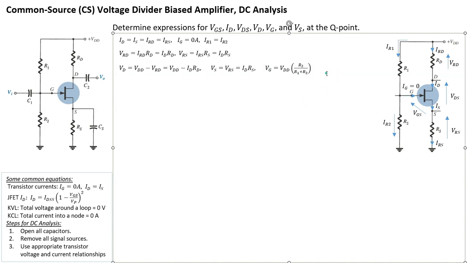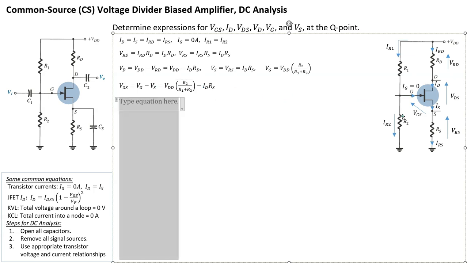Okay, so now the last part we need to work out are the remaining two, that means VGS and VDS. So let's work out what VGS is first. VGS, you can write it as VG minus VS. VG is this term here, and then minus VS, and VS is this term here. Okay, we can't simplify this anymore. So that's the expression for VGS.